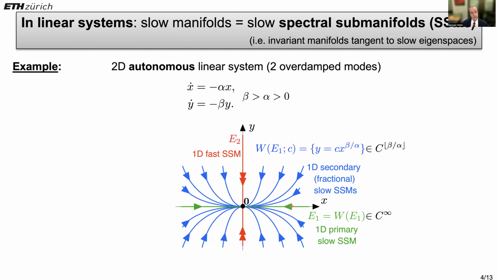in the linear limit a smoothest spectral submanifold, which is the subspace itself, but there will be many other invariant manifolds of the same dimension that are also tangent to that subspace. They're also invariant, but their differentiability is much, much less in general than the differentiability of the primary one. We call this secondary or fractional one. So this turns out to generalize this picture to arbitrary nonlinear systems first.